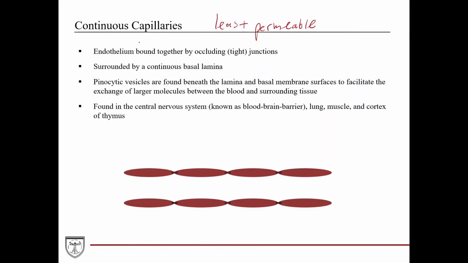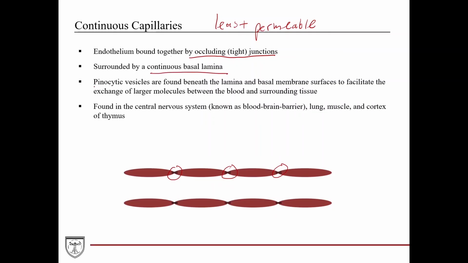And the endothelium in these types of capillaries are bound together by occluding or tight junctions, and you can see those down here in the diagram. You see these black lines between the different endothelial cells. These are tightly adhering each cell to each other, and it's limiting the exchange of materials between the blood and the tissue, and you'll see why that's important in a second. The other thing is that this endothelium is surrounded by a continuous basal lamina to also help limit that exchange.